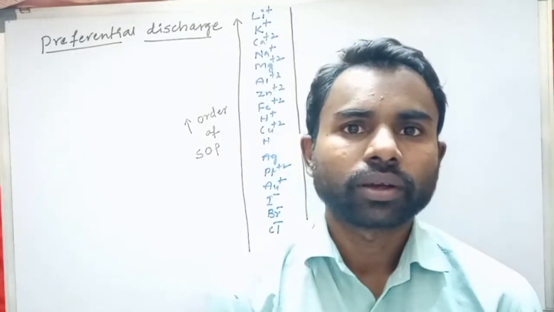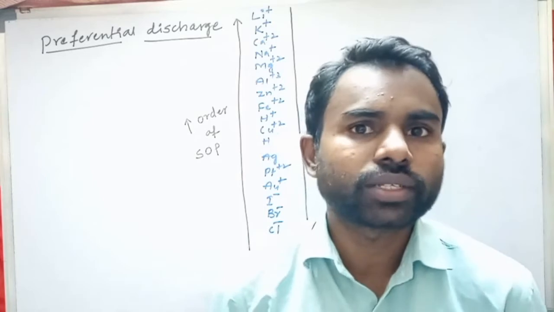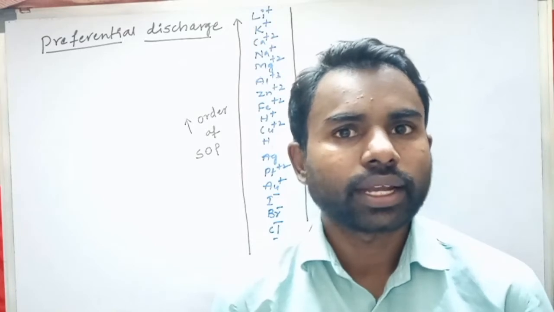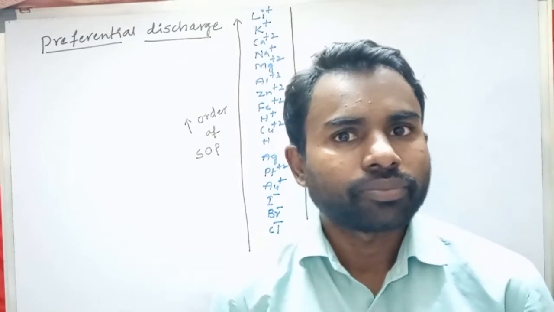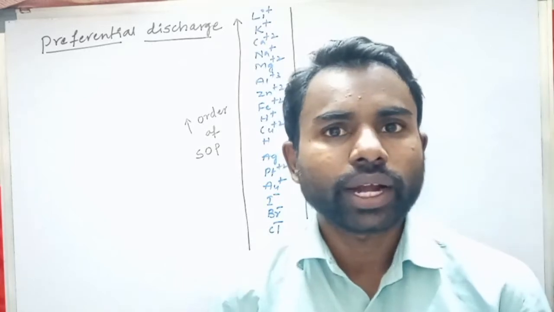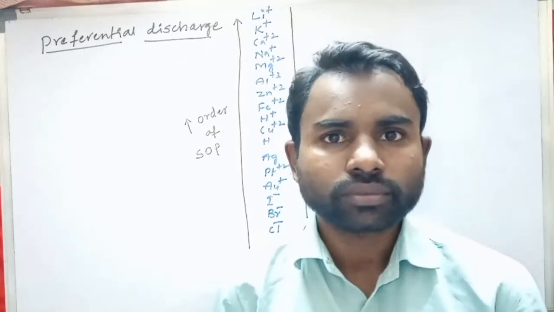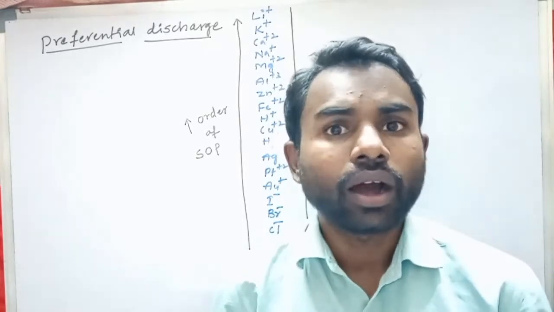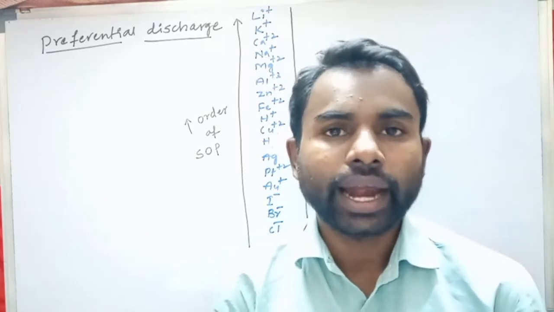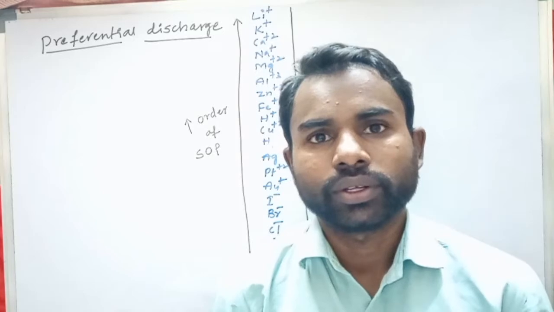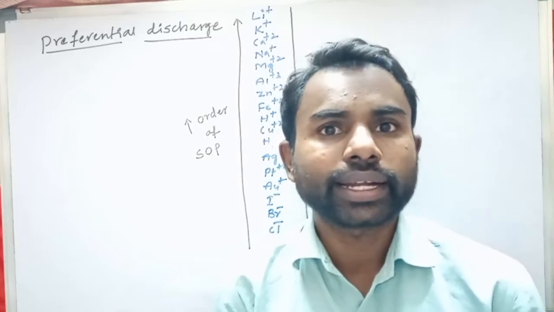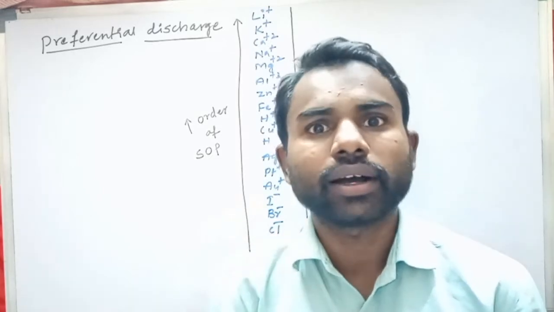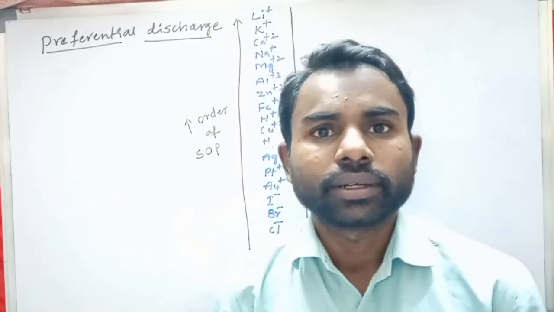Now we need to discuss preferential discharge. When do we have to discuss preferential discharge? For example, if the electrolytic solution in an electrolytic cell contains two or more cations or two or more anions, then how can we decide the formation of product at the anode electrode and cathode electrode? If you want to decide the product at the cathode electrode and anode electrode when two or more cations or anions are present in the electrolytic cell, we need to discuss preferential discharge.